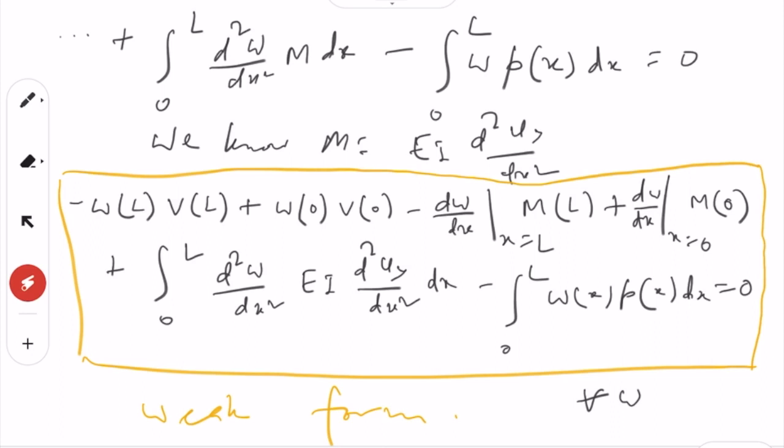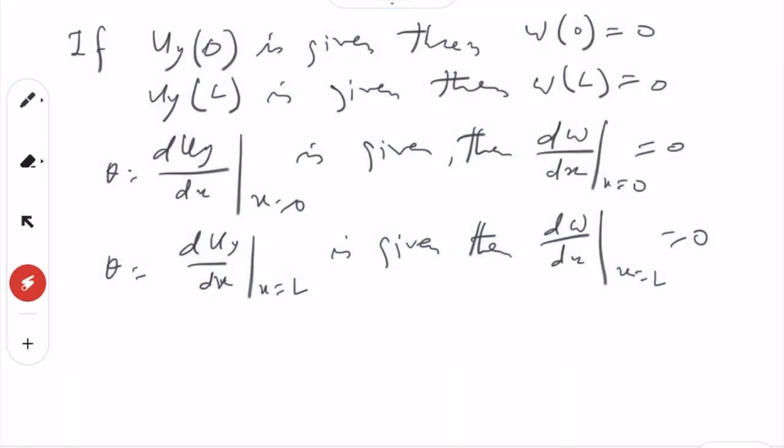I mean either u at L is given or v at L is given. If uy at L is given, then this becomes 0. This is exactly what we have been doing in other cases.